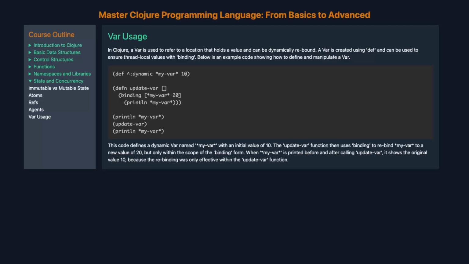This code defines a dynamic var named *my-var* with an initial value of 10. The update-var function then uses binding to rebind *my-var* to a new value of 20, but only within the scope of the binding form. When *my-var* is printed before and after calling update-var, it shows the original value 10, because the rebinding was only effective within the update-var function.